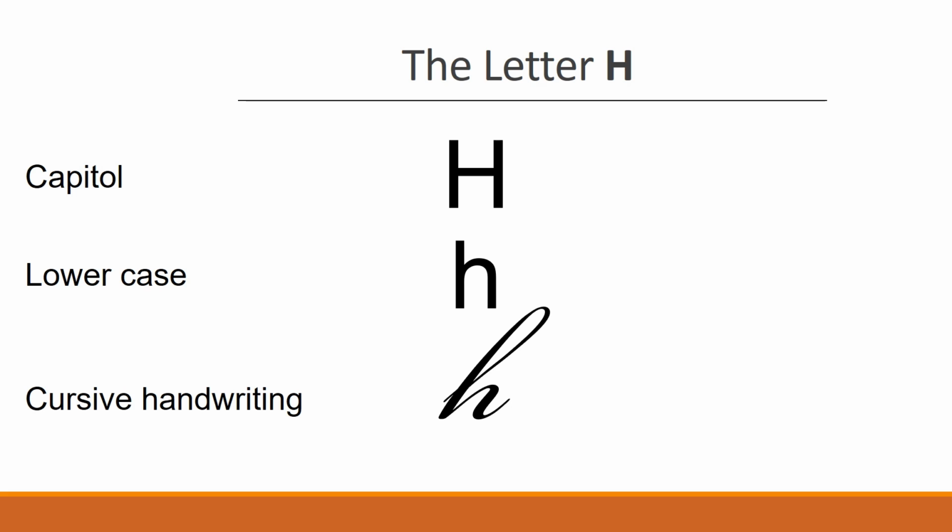The cursive handwriting, you can see it still goes up and down, and then again it has that loop so it can connect to the next letter. The capital H next to the lowercase h, they both go to the top line. You can see that.